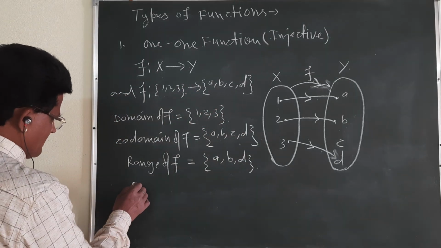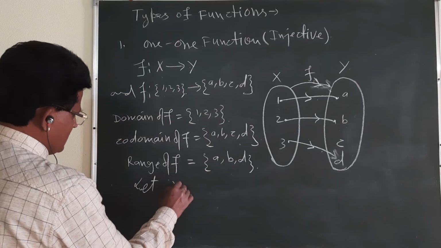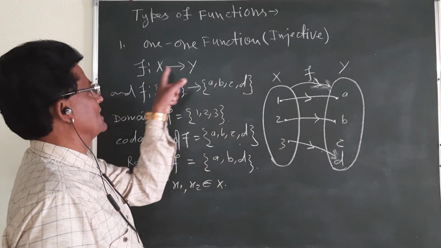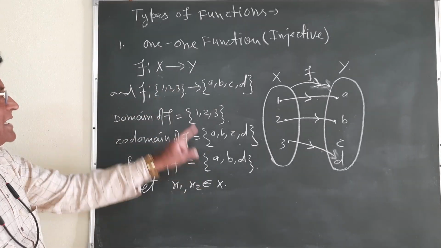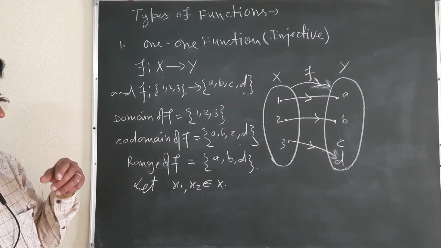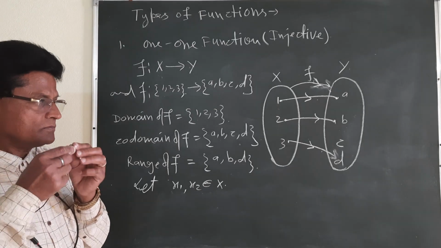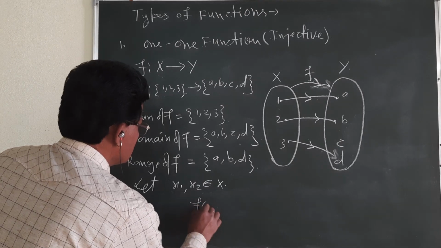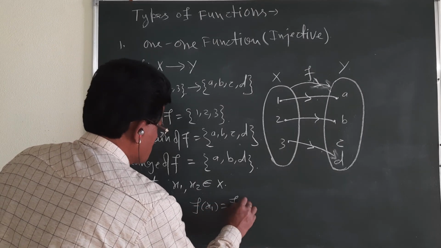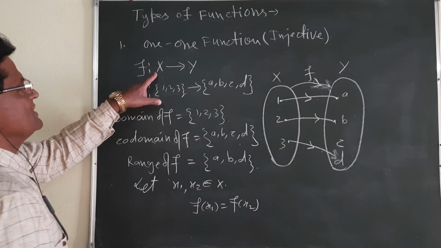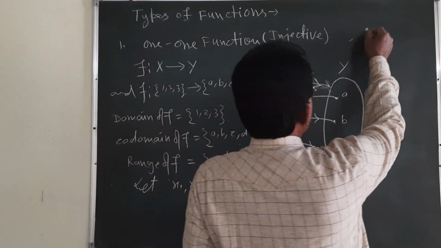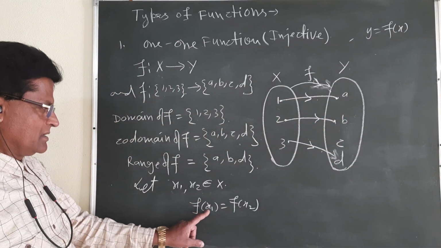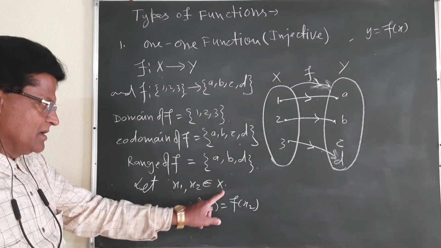Let x1, x2 belong to X. Domain, X is the domain. Okay? x1, x2 are the elements of X. Then you will have to see f(x1) equal to f(x2). The function is given over here. The function is y equal to f(x). This is the function. That is why I have taken x1, x2 belonging to the domain X.